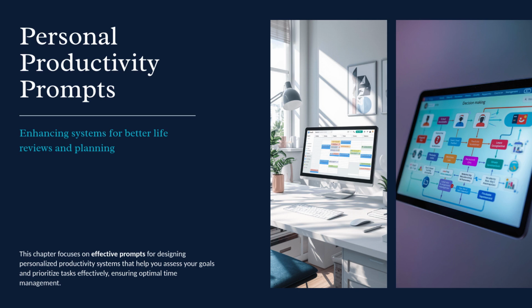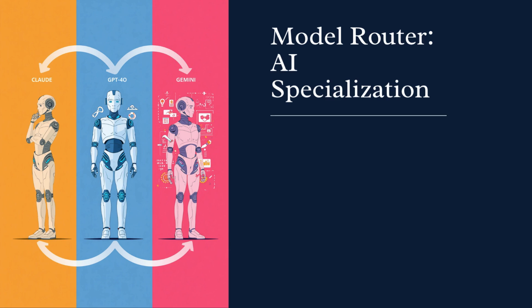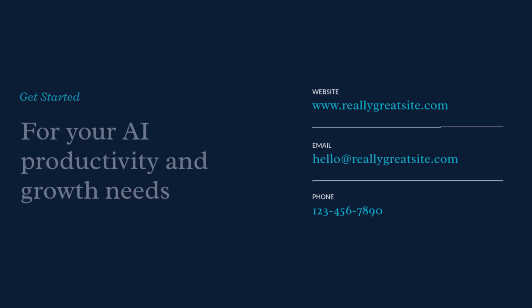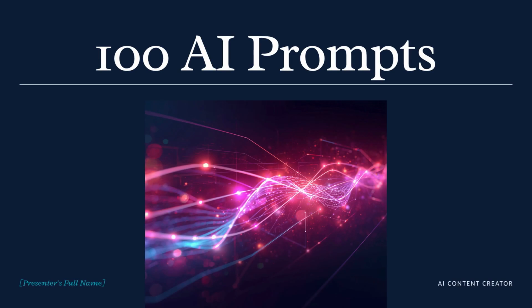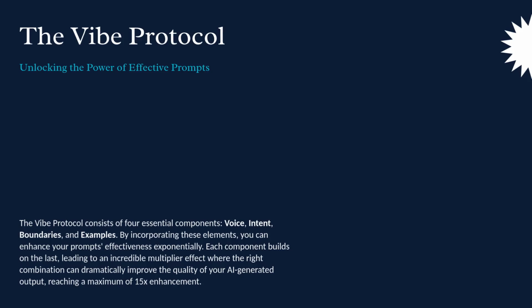Technique 3. The constraint escalator. When an output is good but not great, do not regenerate. Add 1 constraint that targets exactly what is missing. Too long? Rewrite this in under 150 words without losing the core argument. Too generic? Replace every generic claim with a specific example. Each constraint refines the previous output. Faster and better than starting over every time.